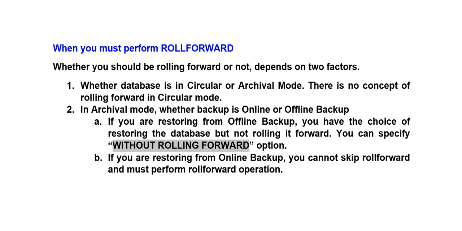So let's repeat this. Roll forward is determined by two factors. One is whether the database is in circular mode or archival mode. In circular mode, you don't have the concept of rolling forward. The rolling forward concept only comes into archival mode. In archival mode, it is again determined by whether the backup is online or offline. By default, Db2 will prompt you to perform the roll forward. You have the choice of skipping it, but that choice is only limited to offline backup. You don't have that choice in online backup.